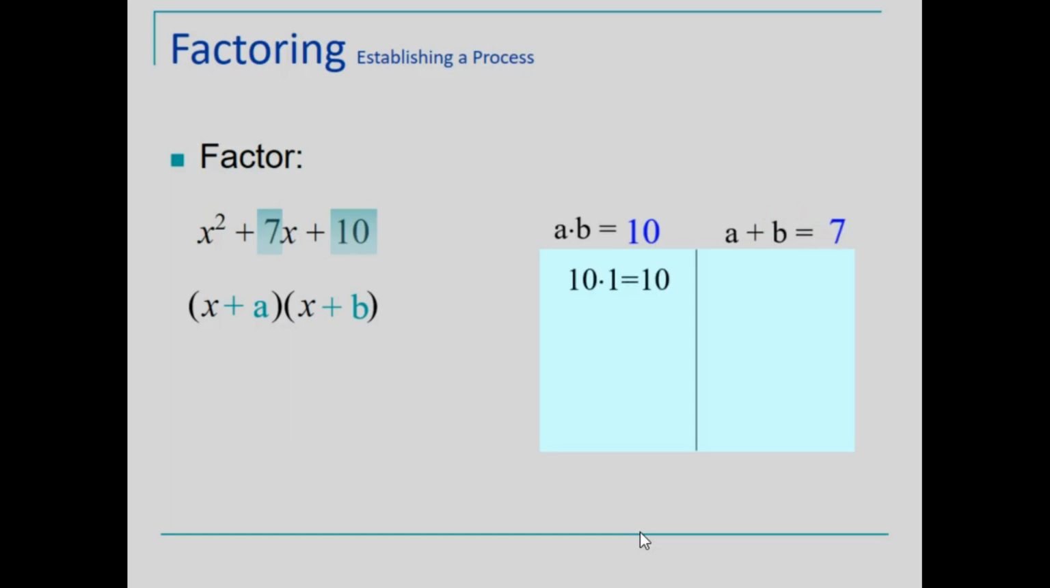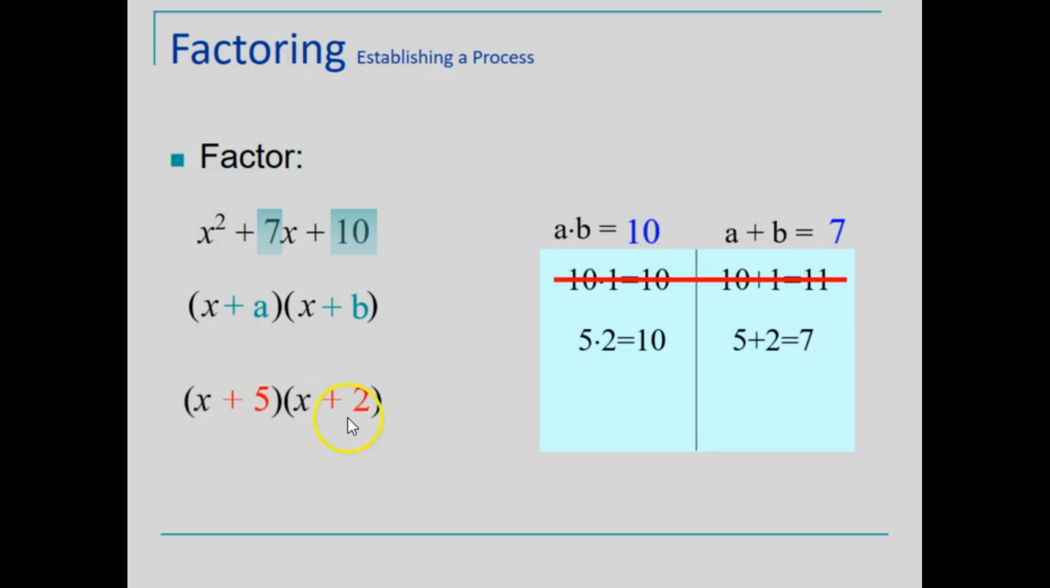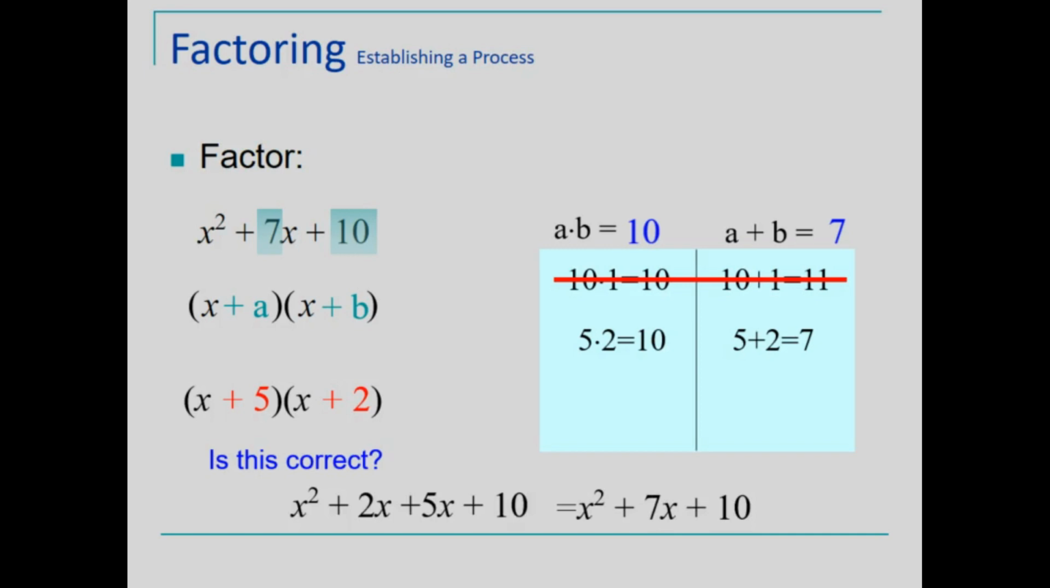We list some pairs of numbers that multiply to 10, and then check the sum of each pair of factors. Here we start with 10 times 1, which is a product of 10, but when added, those factors add up to 11. This is not the pair that we're looking for. The next factor possibility would be 5 times 2. When added, give us 7, the desired middle term that we're looking for. So replacing the last terms with 5 and 2, to check whether this is correct, we'll multiply using the FOIL method, simplify, and we do have the trinomial that we're factoring.